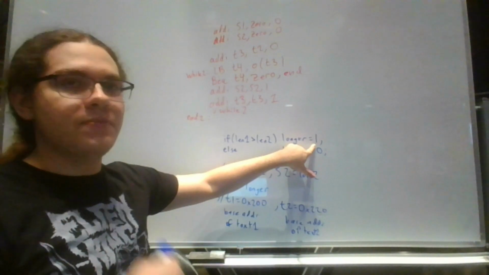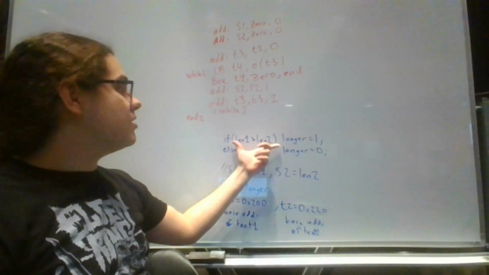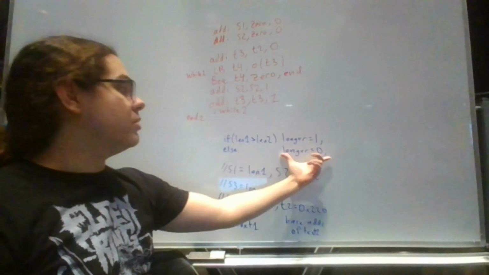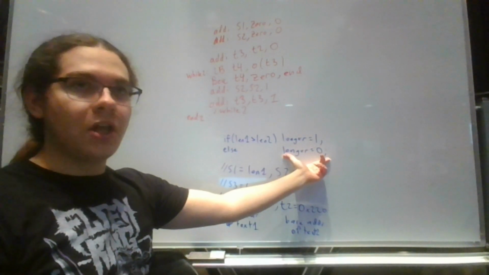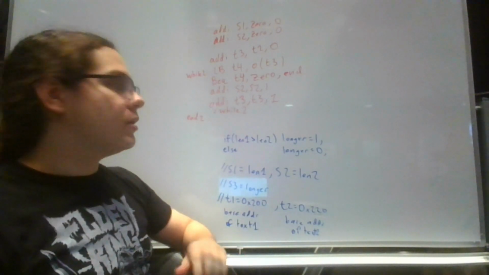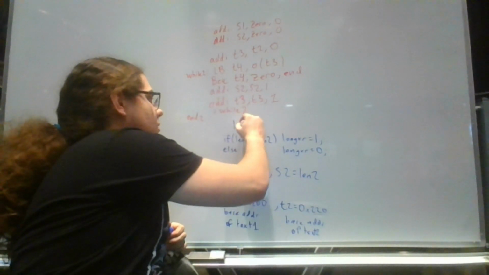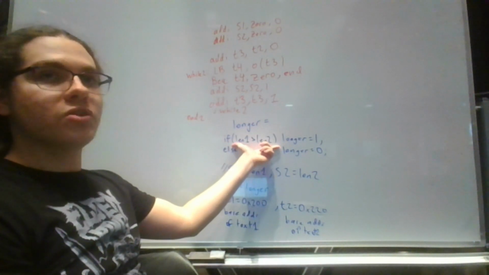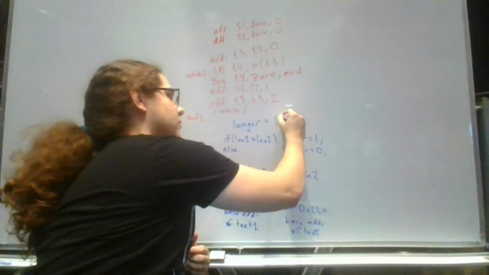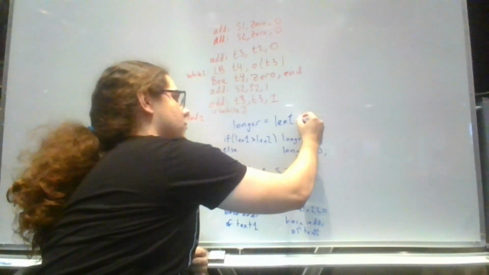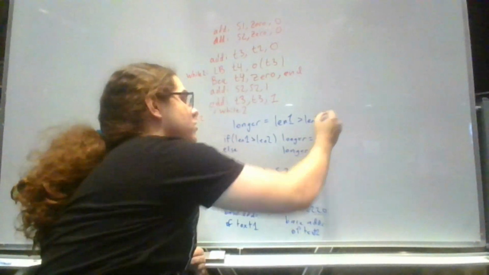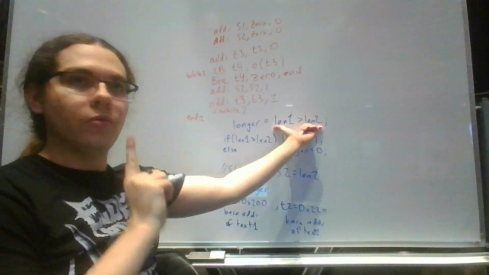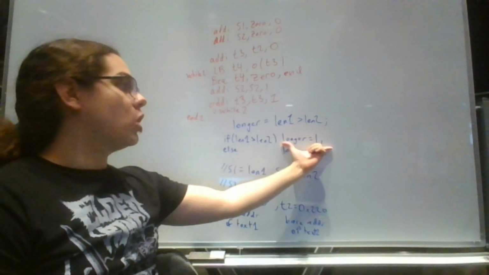Remember that we think of 1 as meaning true. If this is not true, so if it returns 0, then the else is going to get executed, and we store 0 in longer. So generally speaking, longer is just going to be whatever this returns. Because remember, if length 1 is greater than length 2, this is going to return true, 1. And in that case, longer should be 1.